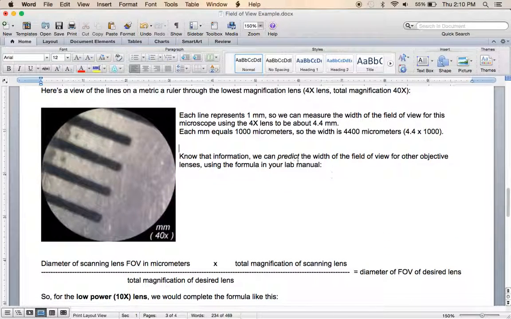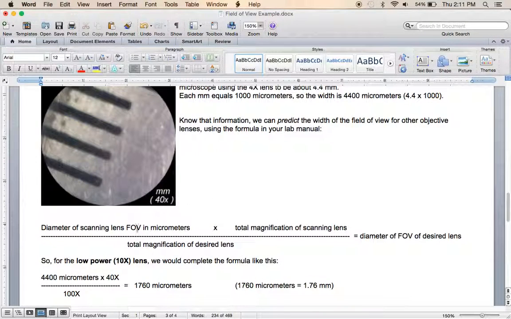So let me back up just a moment just to remind you. Each millimeter is going to equal 1,000 micrometers. Because things that we look at under the microscope are so very, very small, we typically use micrometers to measure those objects. And so 1 millimeter equals 1,000 micrometers. It's just a metric unit of measure. So the width, if it's 4.4 millimeters, is going to be 4,400 micrometers, because 4.4 times 1,000 equals 4,400. So the width of this field of view is 4.4 millimeters, or 4,400 micrometers.